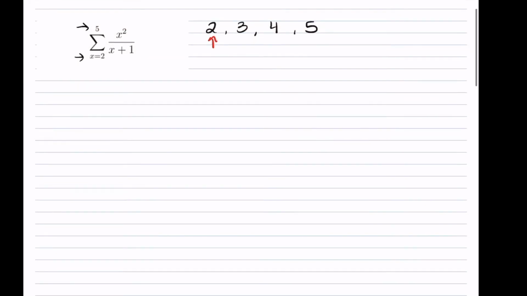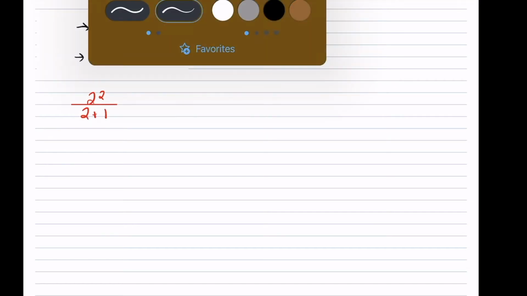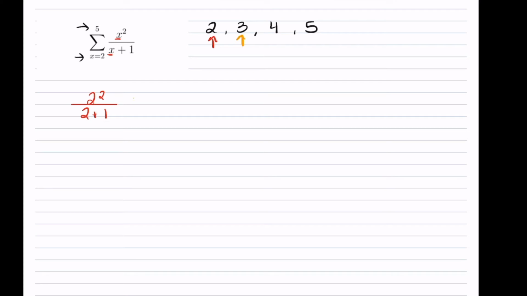The next one, same thing, just a little bit more complicated of a function. We're starting with x equals 2 and ending with x equals 5. So that means we're plugging in the terms 2, 3, 4, and 5. Alright, let's start off with 2. Plugging in 2 for every x value, we got 2 squared on the numerator and 2 plus 1 for the denominator. Add. And then we're going to plug in 3.